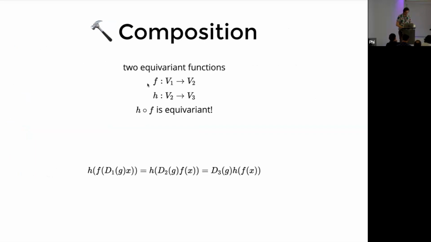So composition, as I said: you have two functions, let's say f and h, that are equivariant. You can prove that the composition is equivariant, because if you rotate your input x with the first representation that acts on V1, and f is equivariant, you can swap that D1 for this D2 that acts at the output of f. And then because h is also equivariant, you can trade this D2 for this D3 outside of h. And now if you read the very first left-hand side with the right-hand side, it means that the composition h∘f is equivariant.